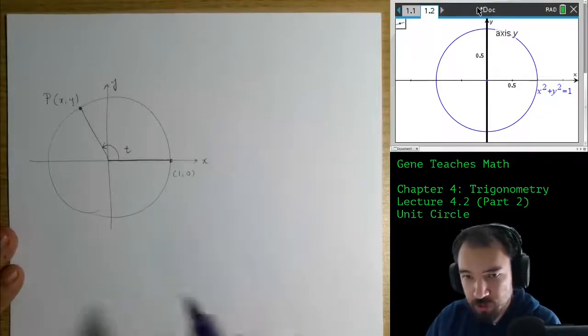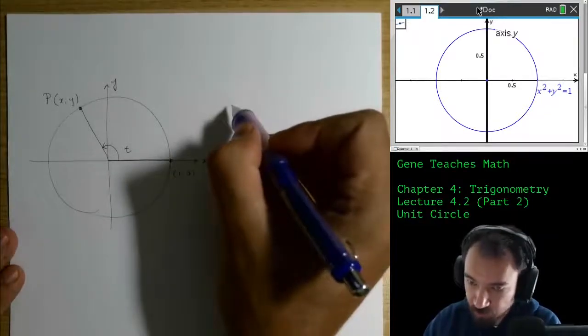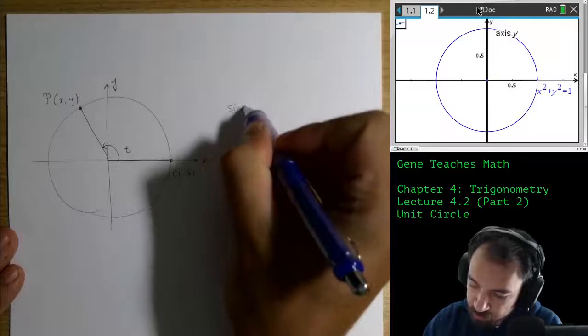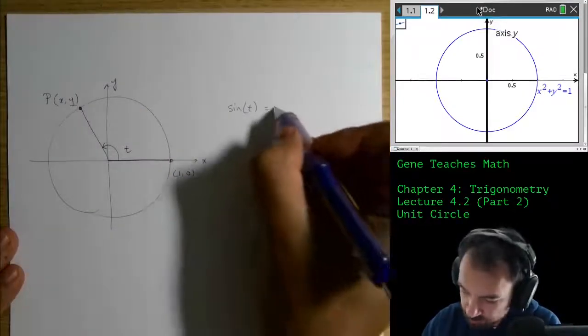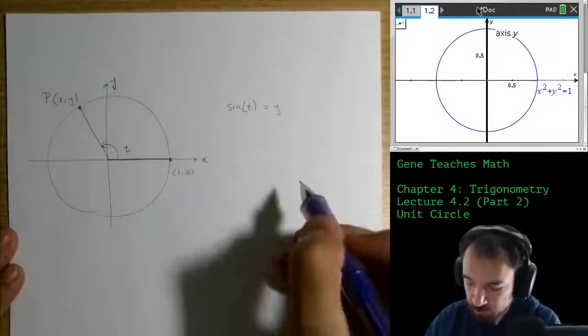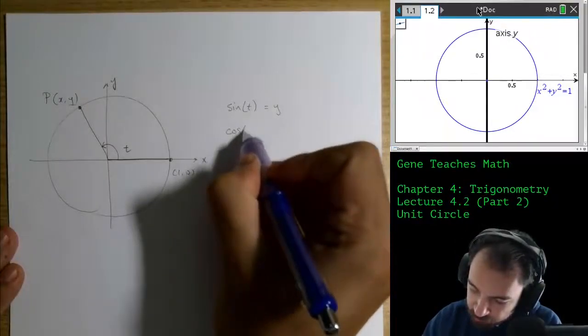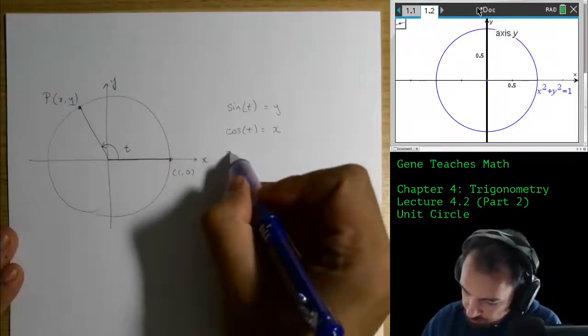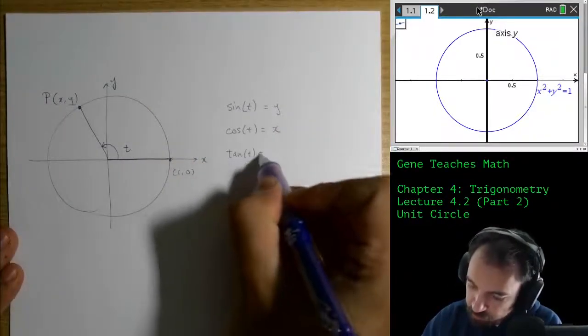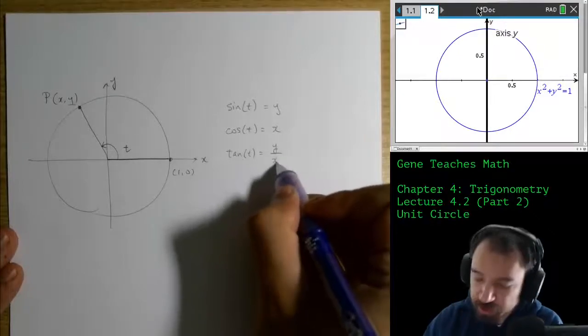The unit circle definitions of the trigonometric functions are that the sine of the angle t is going to be the y-coordinate of the intersection of the terminal side and the unit circle. Cosine of t is going to be the x-coordinate of that intersection. And tangent of t is going to be the y-coordinate divided by the x-coordinate.